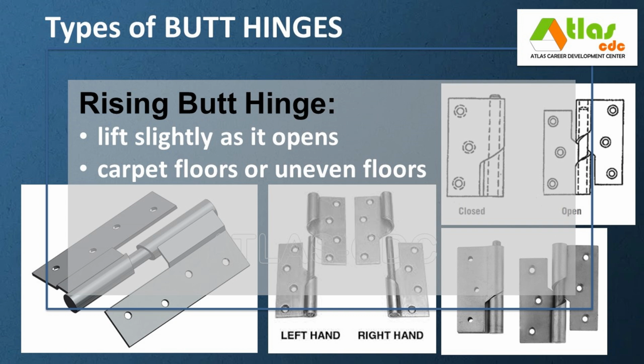When closed, these look like typical butt hinges. Open the door and the hinge rises about half an inch to clear the floor. Rising butt hinges are designed for scenarios where a door needs to lift slightly as it opens, allowing clearance over thick carpet, tiles, or uneven flooring. Stainless steel rising butt hinges are always a good choice. Their construction may vary for left or right-handed doors, so it's important to choose the correct orientation.